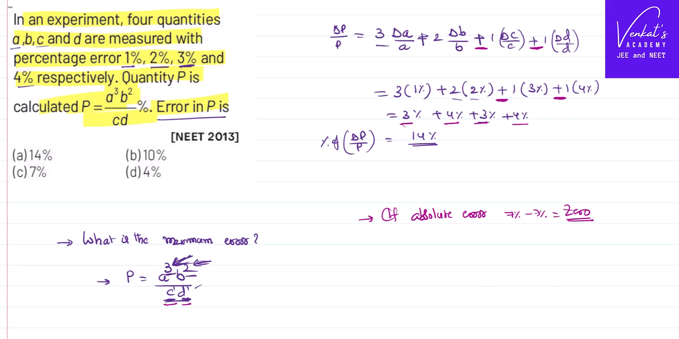Fortunately, that answer is not there. Even though he has not asked for an absolute error, if you calculate an absolute error, you will get 0. So he is definitely not talking about absolute error, and he is surely talking about the maximum possible error. So the maximum possible error answer is 14%.